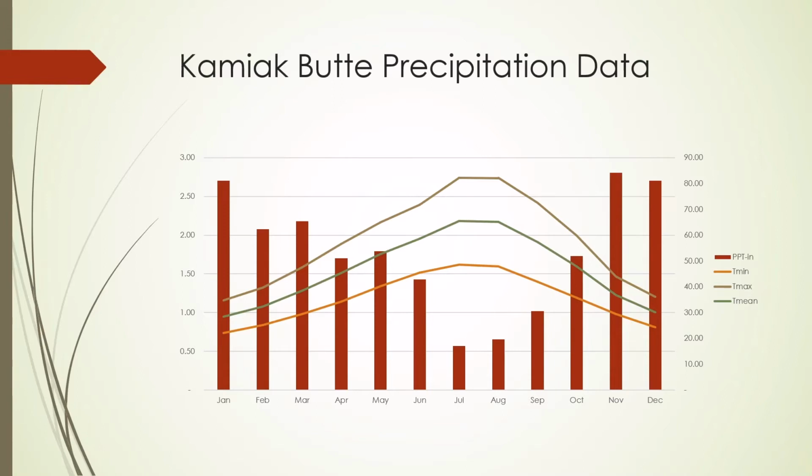Interestingly enough, Kamiak Butte's average temperature has been rising over the last 100 or so years. Pre-1950, the average temperature of Kamiak Butte was 46.42 degrees Fahrenheit, and post-1950, it is 46.66 degrees Fahrenheit.